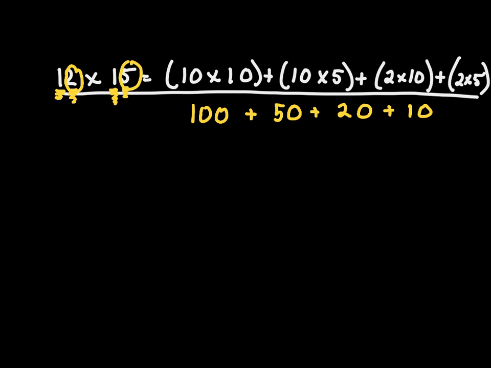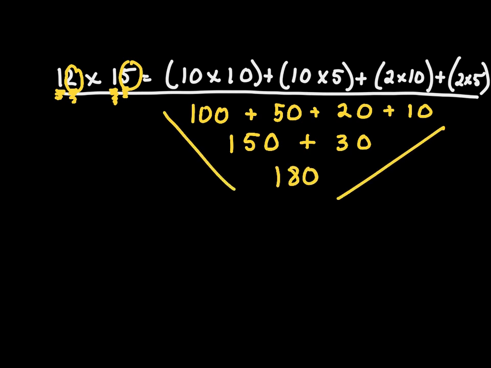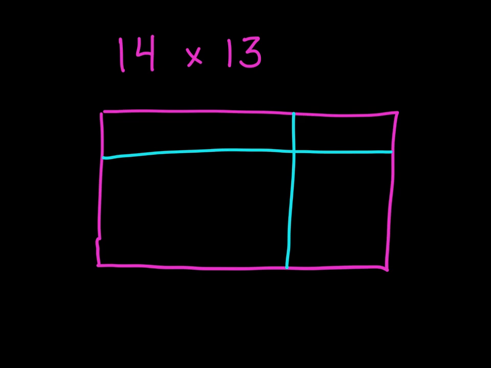Now we have our partial products, and we can begin to do our funnel. We have 150 plus 30. 150 plus 30 is 180. There you go. There's our funnel. To get the same product we previously got, 180. All right, let's continue on.